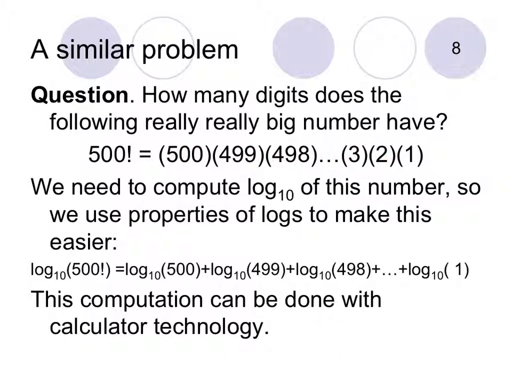So we know from our formula before that the log of 500 factorial is going to be the relevant calculation, but we don't have the exponential rule that allows us to pull something outside of the log.